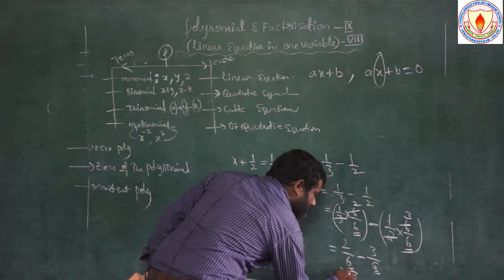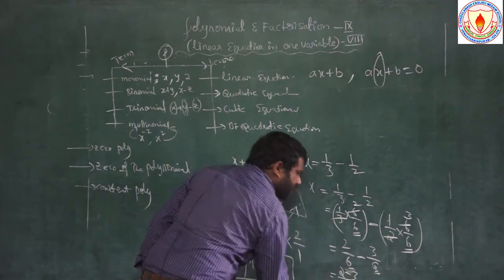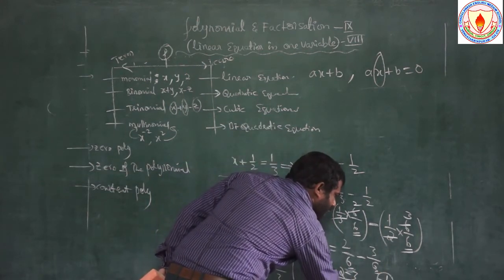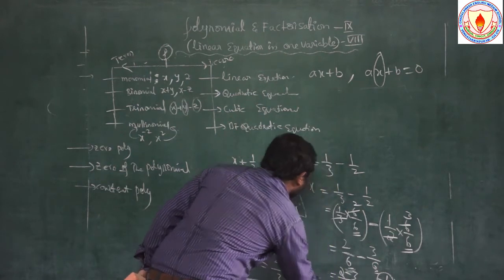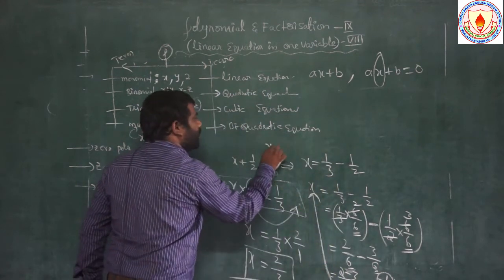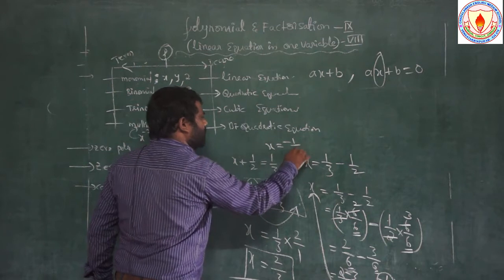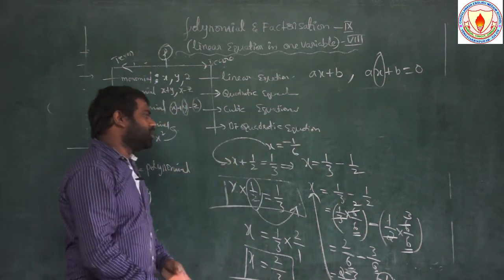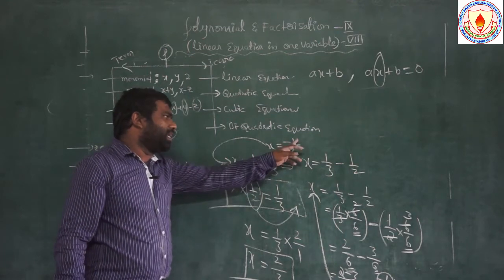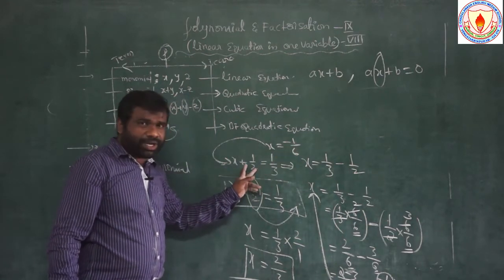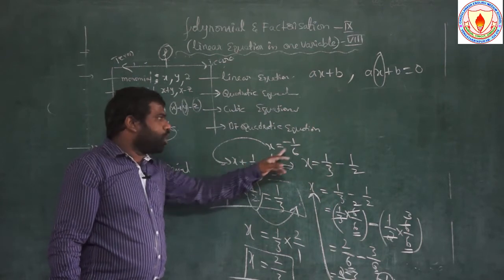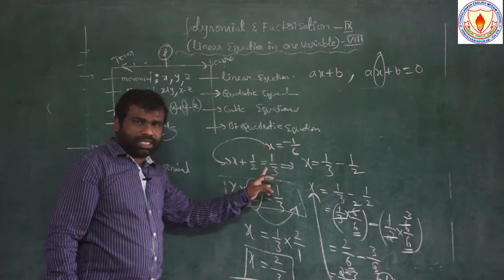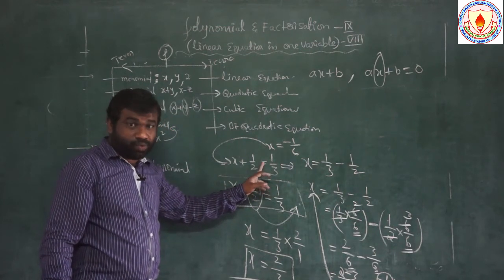2 minus 3 means minus 1 by 6. So minus 1 by 6 is the answer for this x value. If you substitute in x plus 1 by 2 is equal to 1 by 3, where x is equal to minus 1 by 6, definitely the equation will be satisfied. So minus 1 by 6 is the solution for this linear equation in one variable.